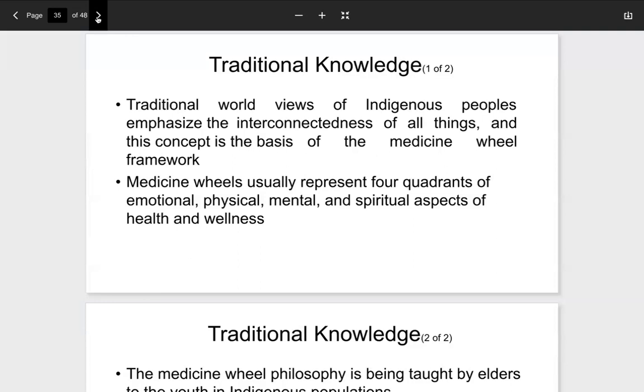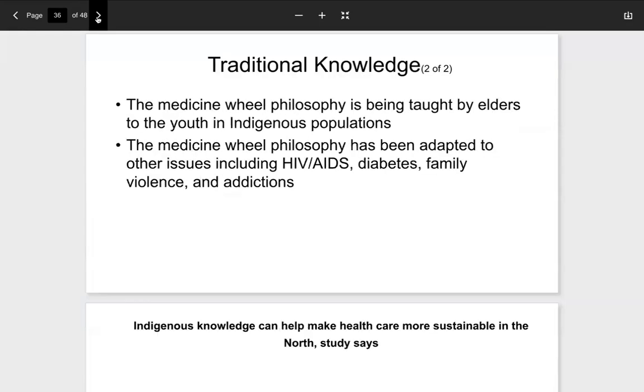So be aware that there are other models, such as the medicine wheel, and have that conversation with the Indigenous community that you're working with. Is this something that they use often? Is this something that they want to implement in their healthcare treatment, in this program that we're trying to develop with them? Usually the medicine wheel philosophy is being taught by elders to the youth in Indigenous populations.